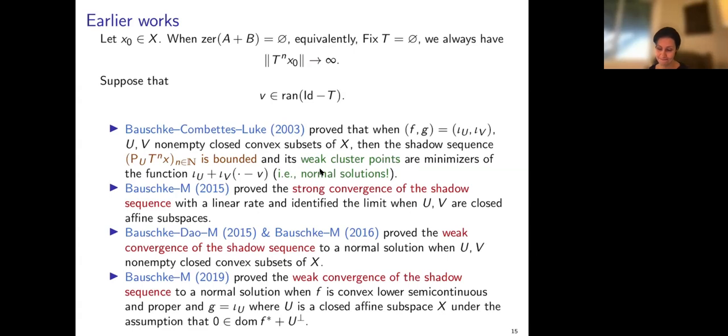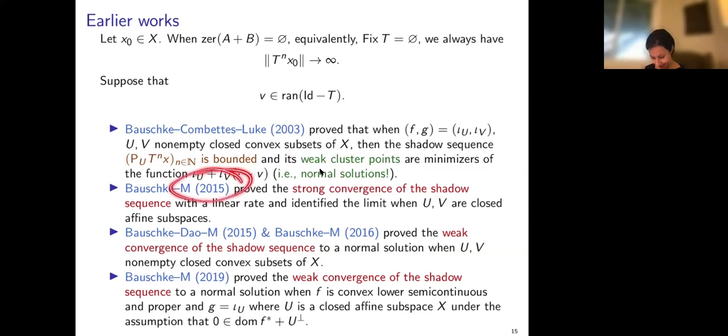However, if we assume that the vector v, which by definition is always there, is also attained in the range and not just in the closure, then we have some nice results. The first promising result, which actually motivated most of this work at the beginning, is for the case of two indicator functions, when we look at the convex feasibility problem. When the sets do not intersect, T would still have this behavior, but the shadow sequence will remain bounded, and the weak cluster points are actually normal solutions.